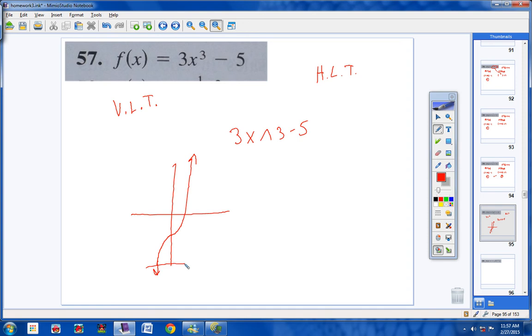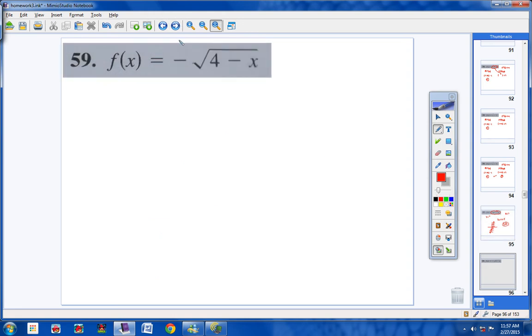Is there anywhere at all that you can draw a horizontal line that would intersect the graph in more than one place? No. So the answer is yes. This function here passes the horizontal line test. So yes, this function here does have an inverse function. Okay? Alright, number 59. Let me get my calculator ready.